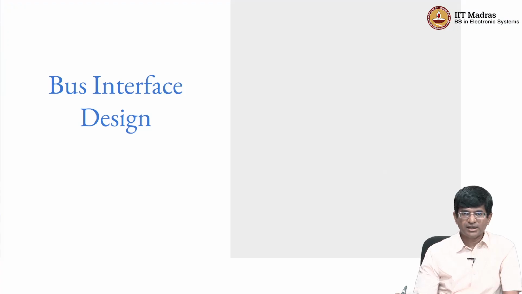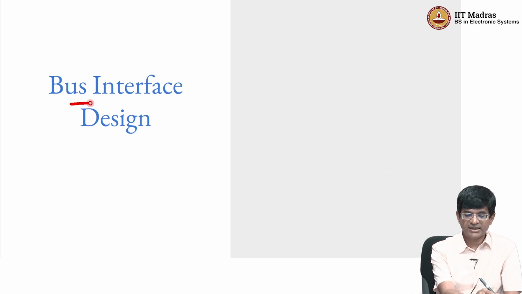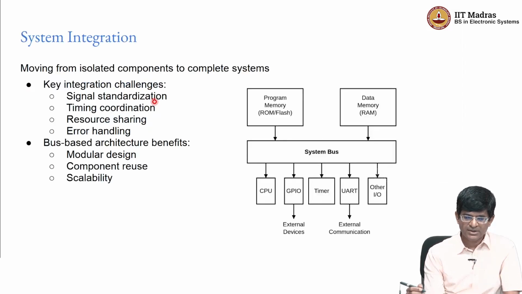Okay, so now that we have seen how to implement address decoding and thereby communicate with external peripherals, we are going to look at an extension of this, or a generalization to the idea of a bus interface. So, as we move from isolated components to complete systems, we face a number of integration challenges, right?